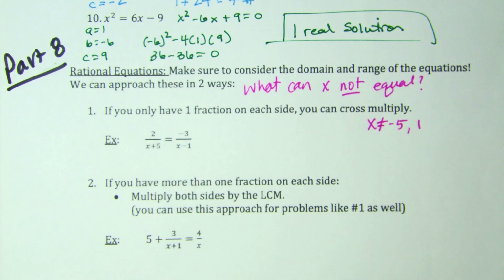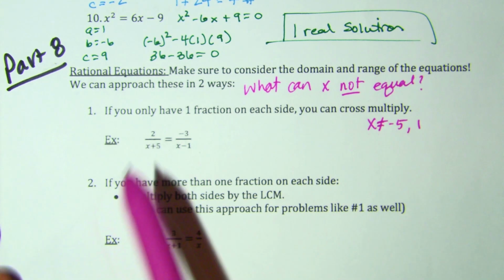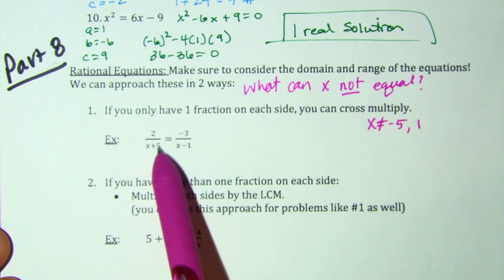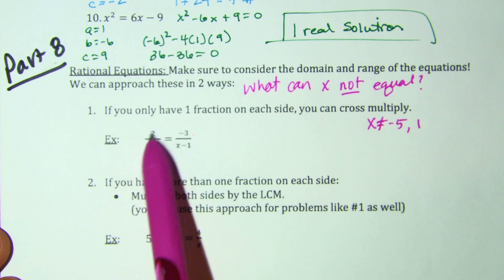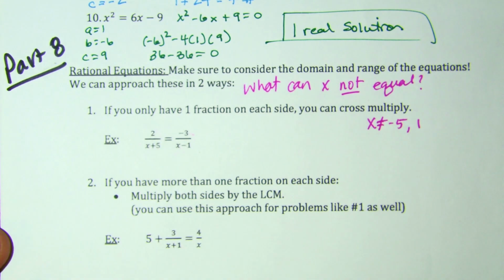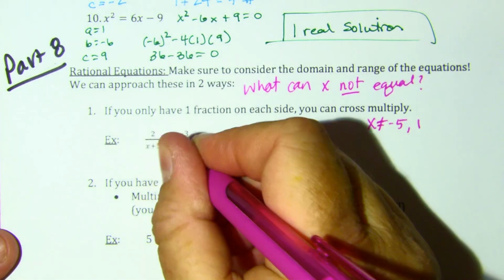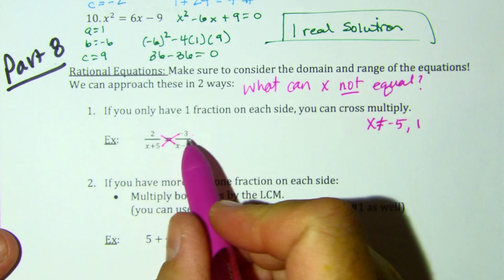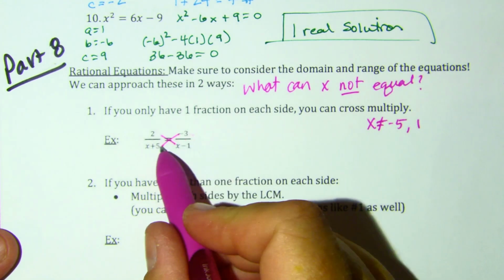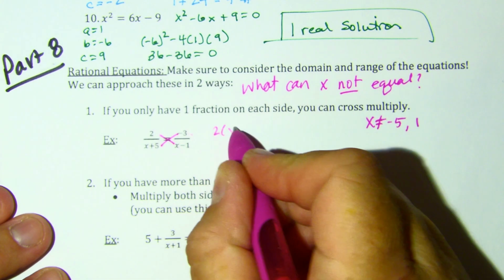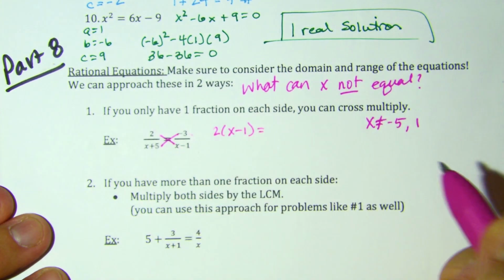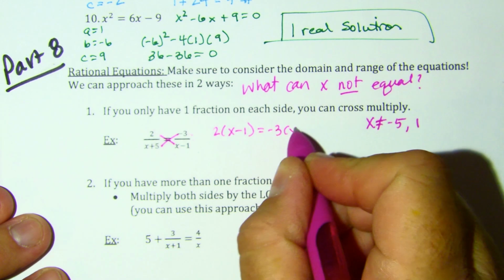Now, there's two types of rational equations that we can look at. The first one is if we just have one fraction on one side and one fraction on the other. If you just have one fraction and one fraction, the easiest way to go about solving this is to cross multiply. So I would have negative 3 times x plus 5, and I would have 2 times x minus 1. So 2 times x minus 1 is equal to negative 3 times x plus 5.